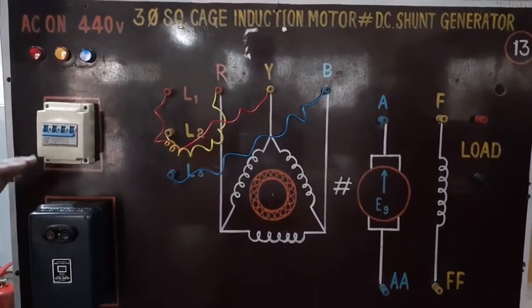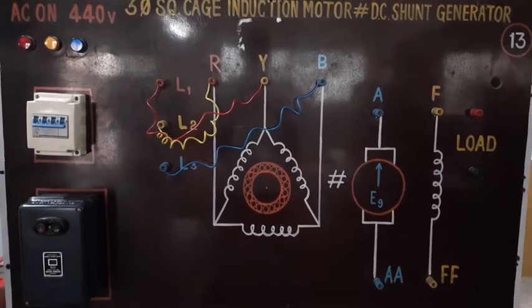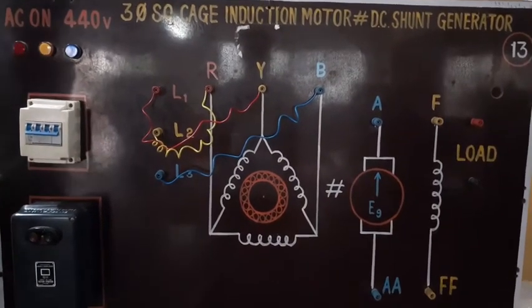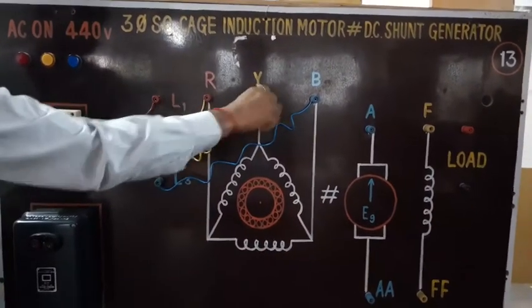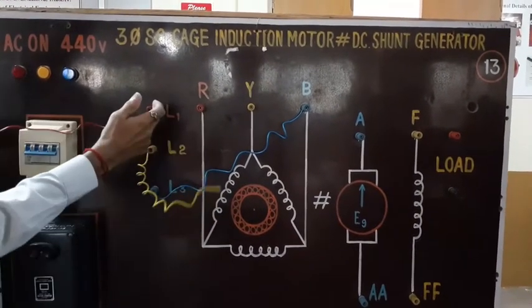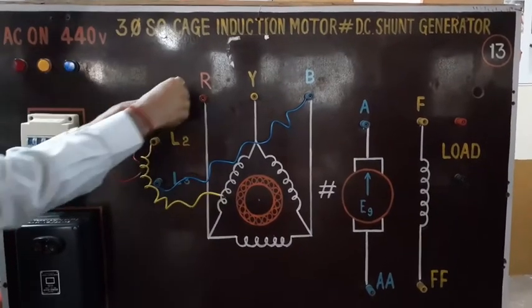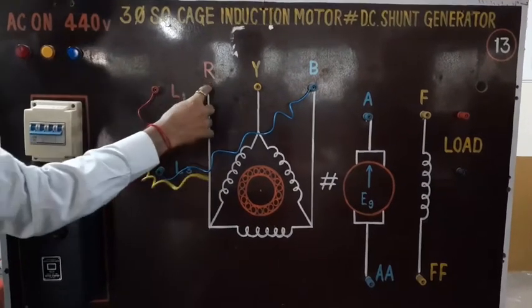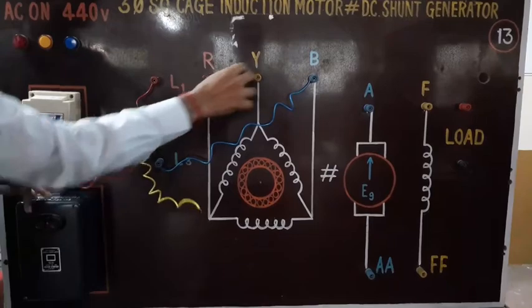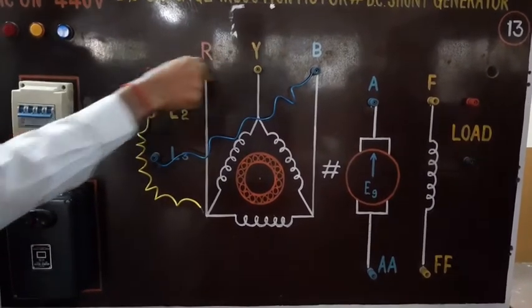So by using this DOL starter we are going to change the direction of rotation of the three phase squirrel cage induction motor. I have made the connections here. These are the three phases, L1, L2, L3, the three line terminals. I am connecting these three phases to the motor terminals, that is R, Y, and B.